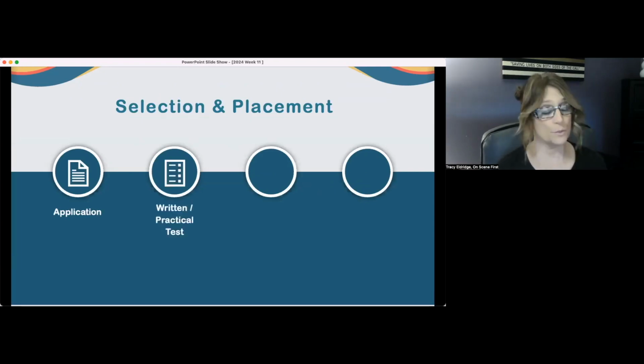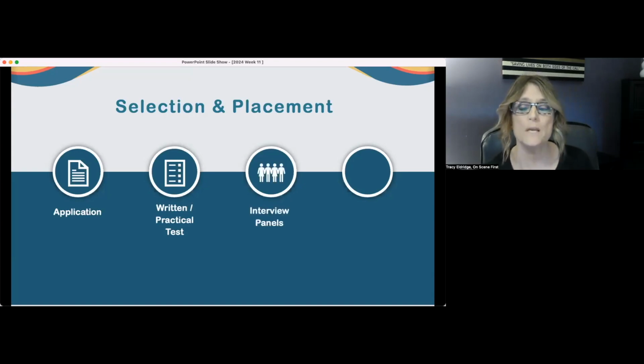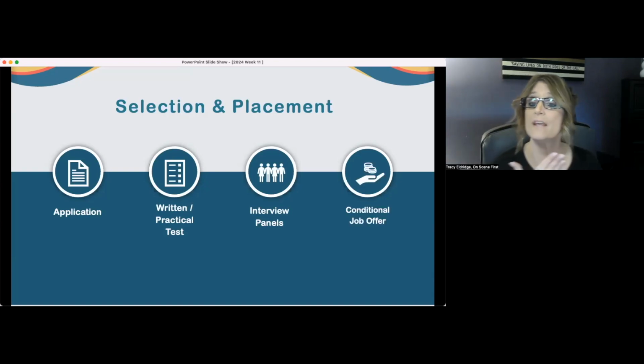Number 2, once we go through the application process, they may offer a written or practical exam, such as the CritiCall testing or something similar. They will then move them into an interview process. A lot of times they use an interview panel, maybe bringing in the police chief, the fire chief, etc. And then you would make a conditional offer. Once you make that conditional offer is when you can go towards the next batch of criteria or things that can be done.